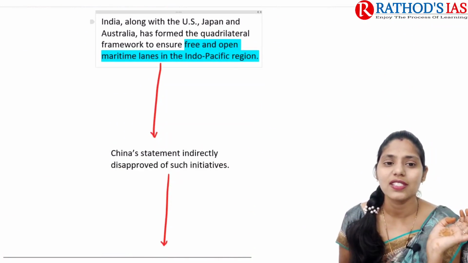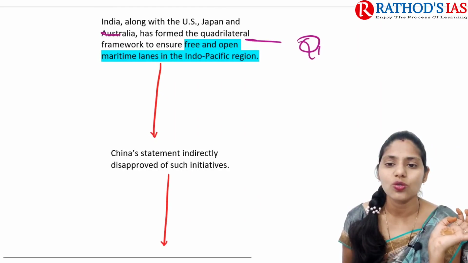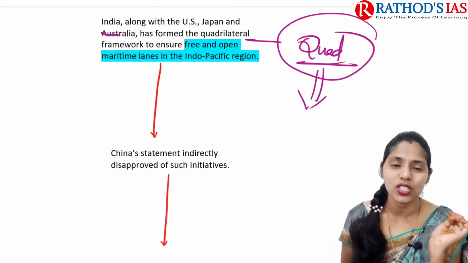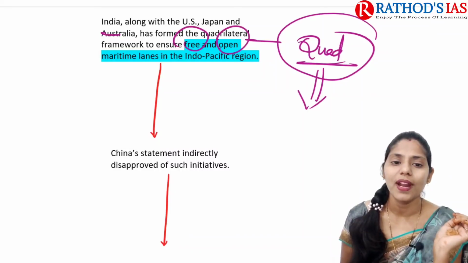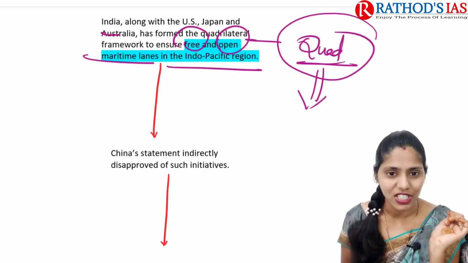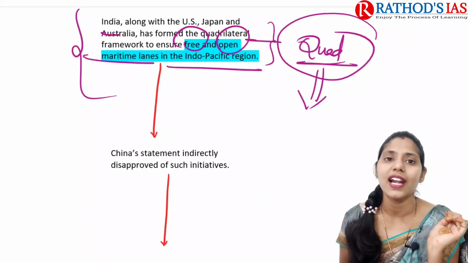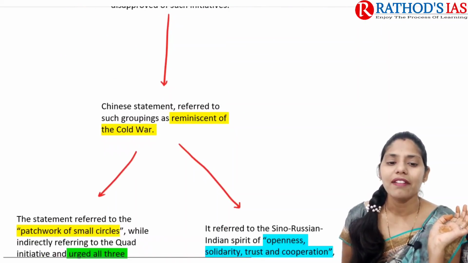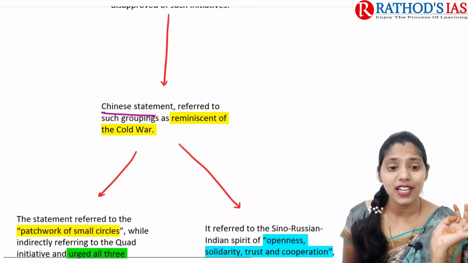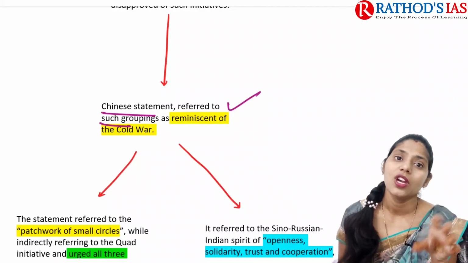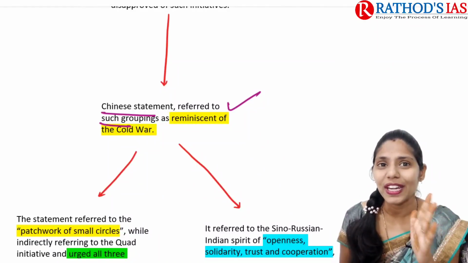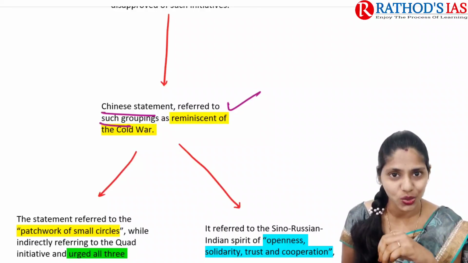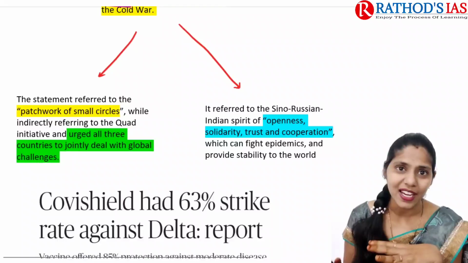India, along with US, Japan and Australia, formed this Quad group, that is the quadrilateral dialogue. This quadrilateral dialogue mainly focuses on ensuring free and open maritime lines in this Indo-Pacific region. But this Quad is condemned and not approved by China. Apart from that, China's statement referred to such growing groupings, saying that whenever they focus on an open, inclusive Indo-Pacific region, that will lead to the incitement of Cold War like situations. This is what was shared by China.